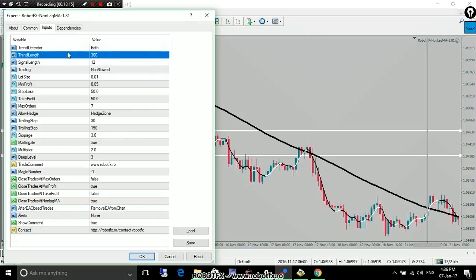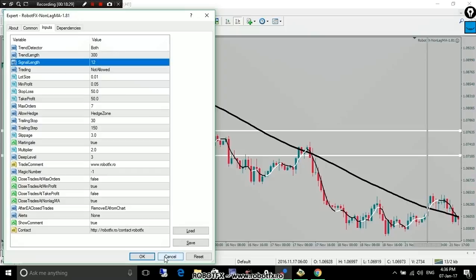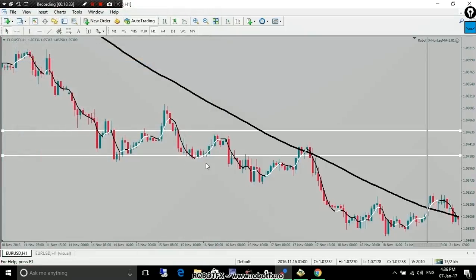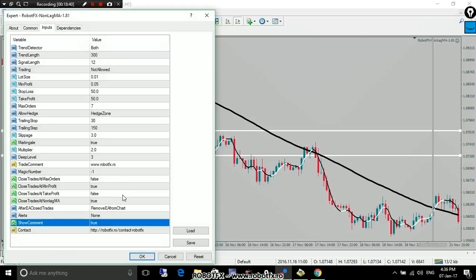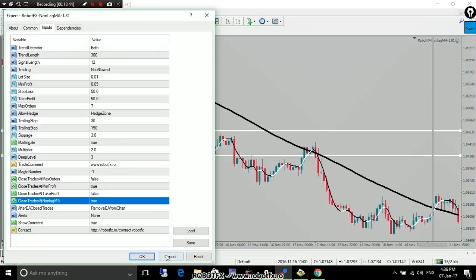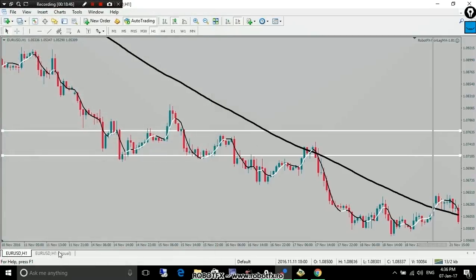The trend length, I talked about this in the other video. The trend length is the length of the non-lag moving average which is basically the trend detector. And the signal length is the thin non-lag moving average, which is supposed to detect the entries and the exits from one trade, if you choose the exits. I mean, if you set close trade at non-lag moving average to true.